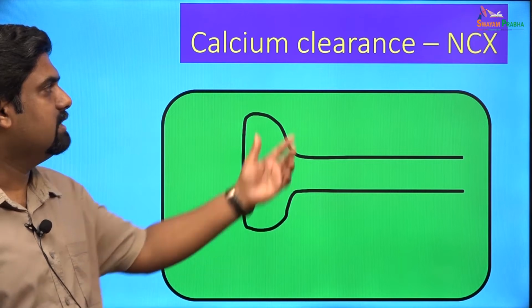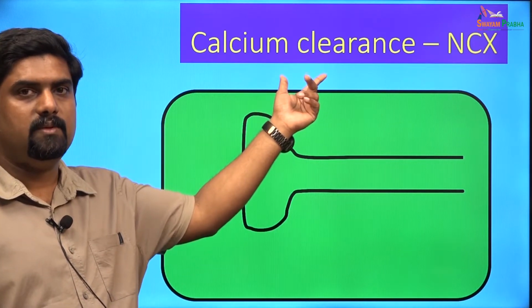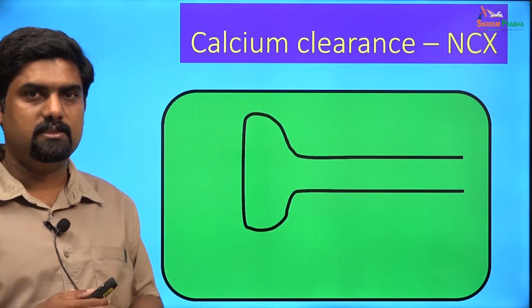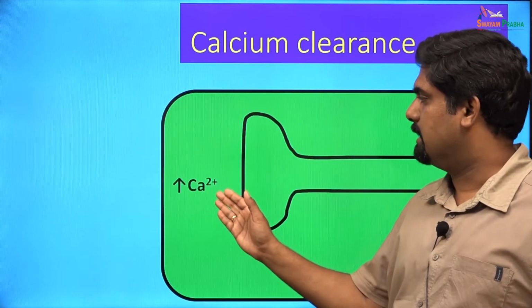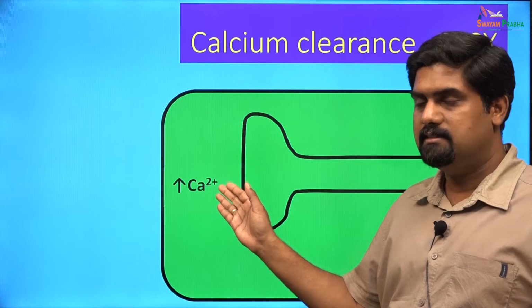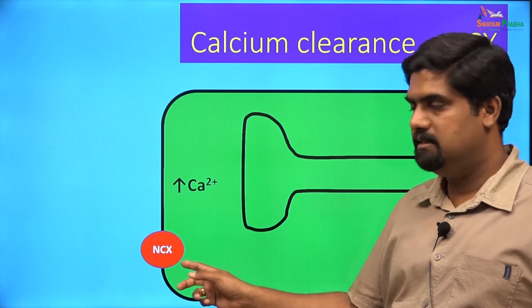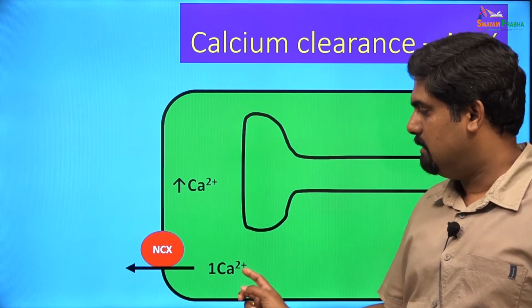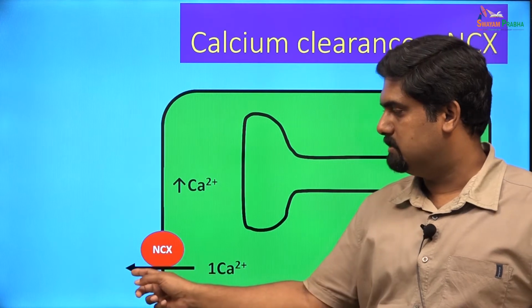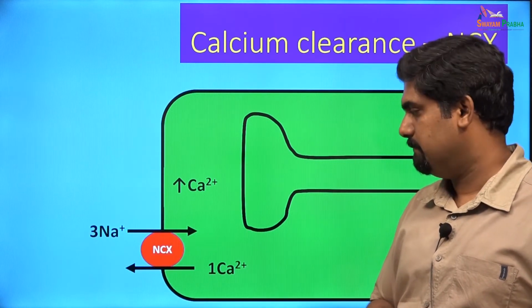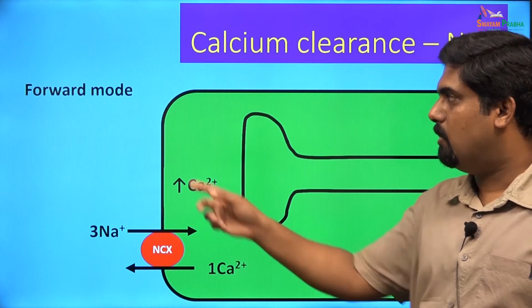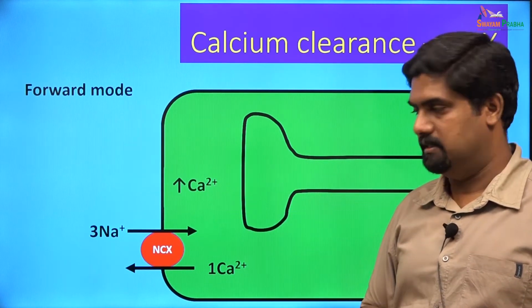Another calcium clearance mechanism present on the cell is the sodium calcium exchanger. This is also present on the cell membrane. Imagine this is a cardiac cell, and if the calcium inside the cell rises, then NCX is activated and NCX will move one calcium from inside to outside and take in 3 sodium ions from outside to inside. This is called the forward mode of sodium calcium exchanger.